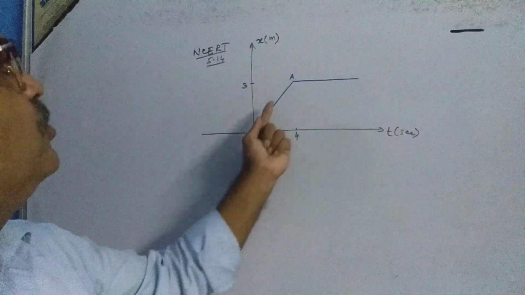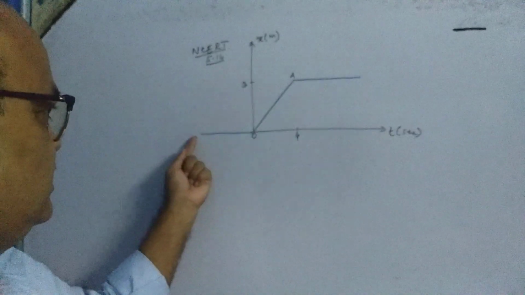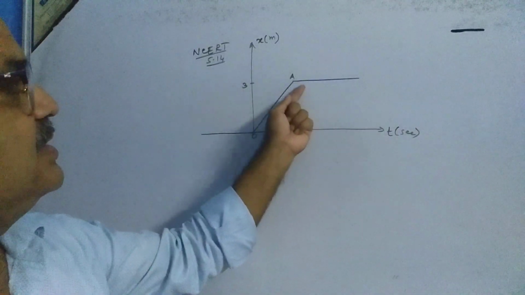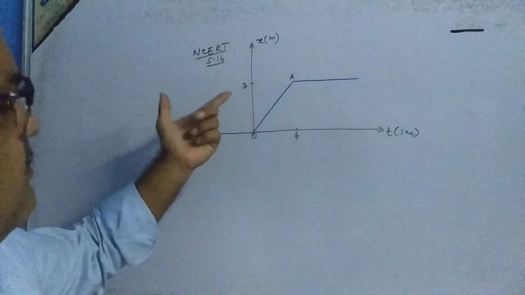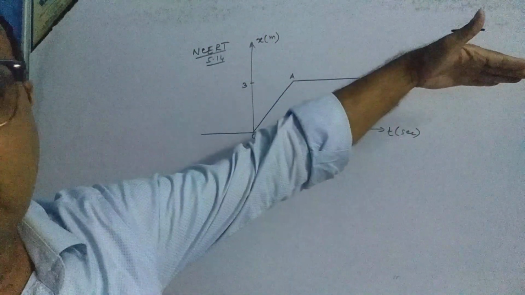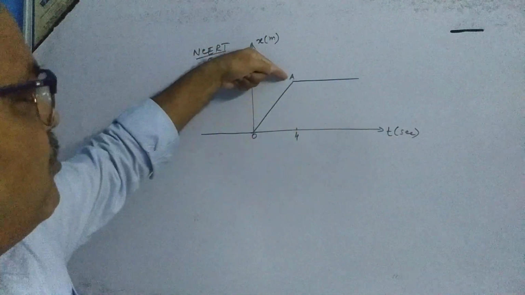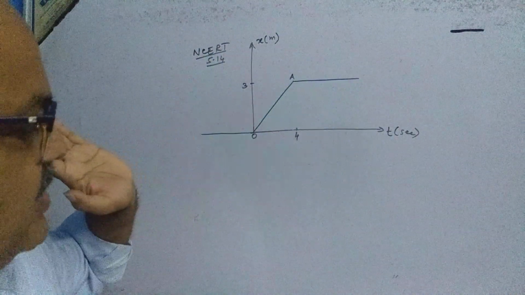This is the blue ink I have used for the graph. The plot is like this. See, it starts from here, it goes in this way. Here is a point A, after which the graph becomes completely horizontal. Here is 3, here is 4. All the things are very clear.